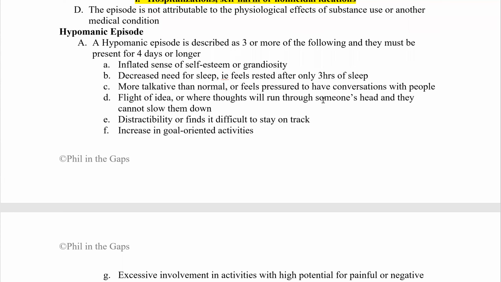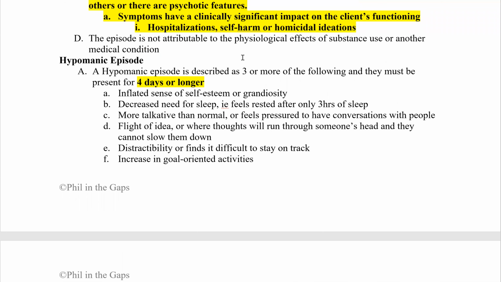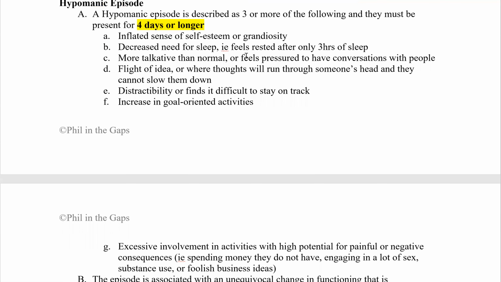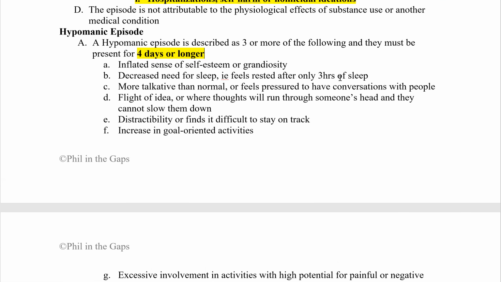So let's look at hypomanic episodes. A hypomanic episode is described as 3 or more of the following and must be present for 4 days or longer. And as I stated before, bipolar 2 disorder is often associated with hypomanic episodes, but bipolar 1 disorder can as well. So that's where the length of time is different. Hypomanic episodes are 4 days or longer, and manic episodes are 1 week or longer. And as we go through it, the symptoms are going to look fairly similar because they are the exact same, but let's go through them anyway.